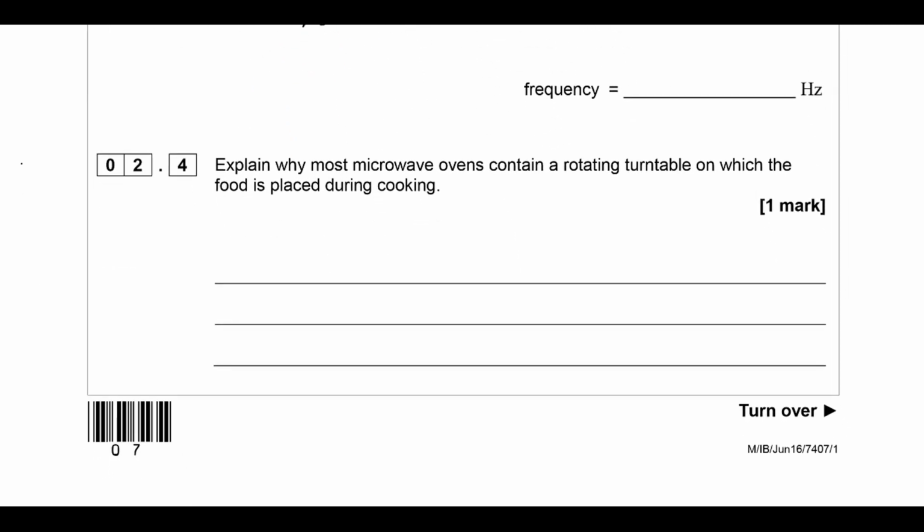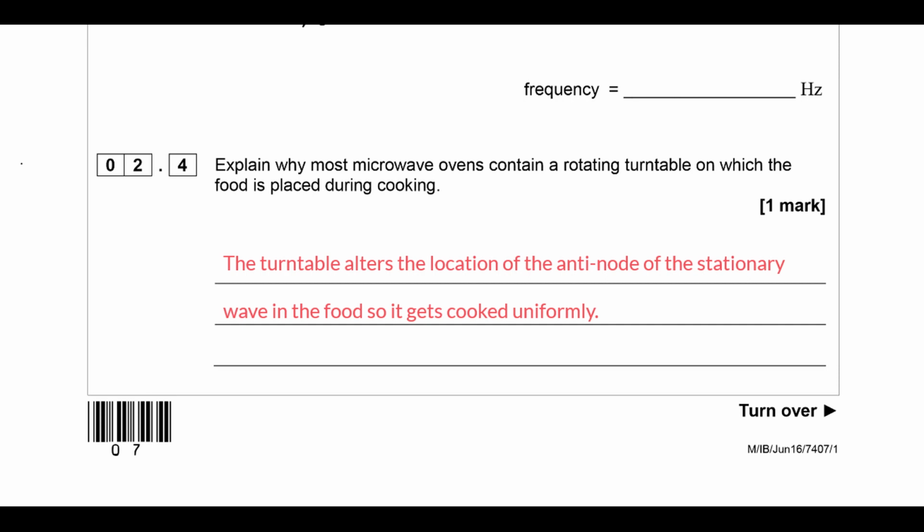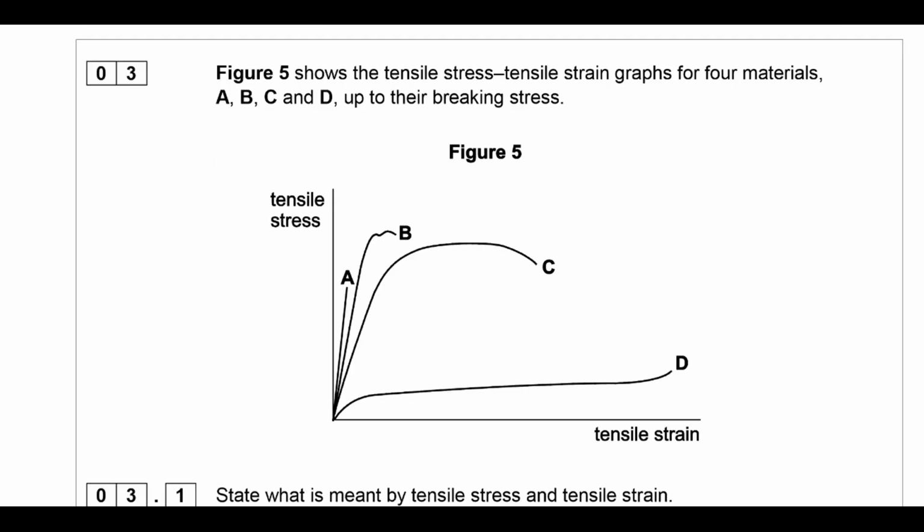Explain why most microwave ovens contain a rotating turntable on which the food is placed. Well, you don't really want your food cooked in some places and raw in others, so it's essentially a way of changing the location of the antinodes in the food so it gets cooked uniformly. Okay, so that finishes question 2.